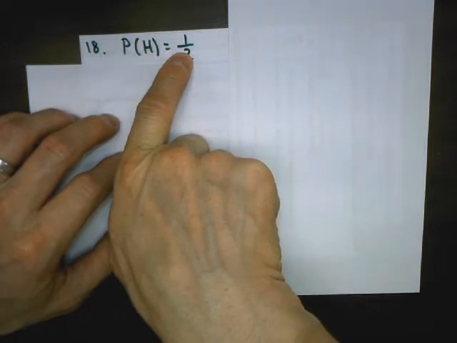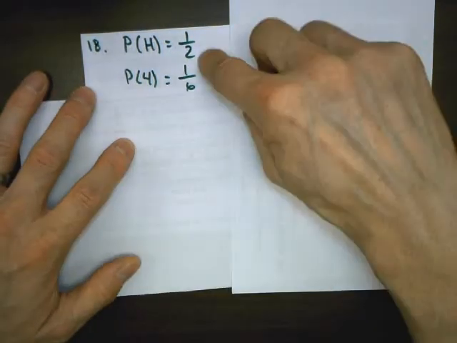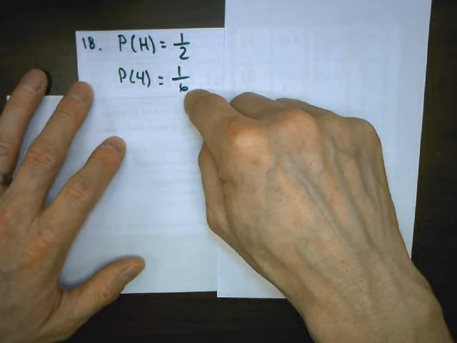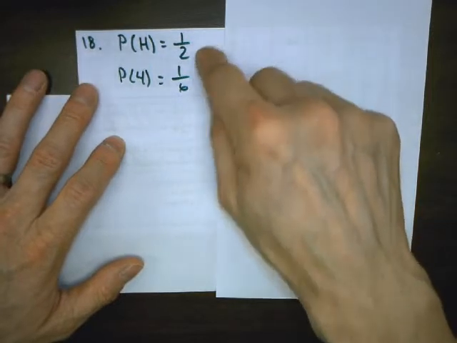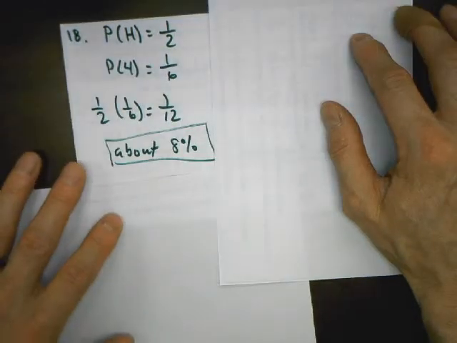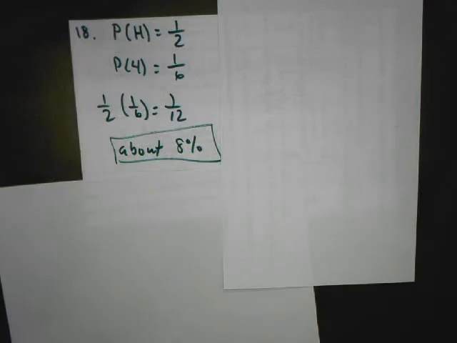And then it says rolling a 4. The probability of rolling a 4, well, there's only one 4 on the number cube or die, and there's 6 sides. So if you want the probability of this, "and" means multiply. So I multiply, and I get about 8%. The way I did that is I go 1 divided by 12, round to the nearest whole percent.